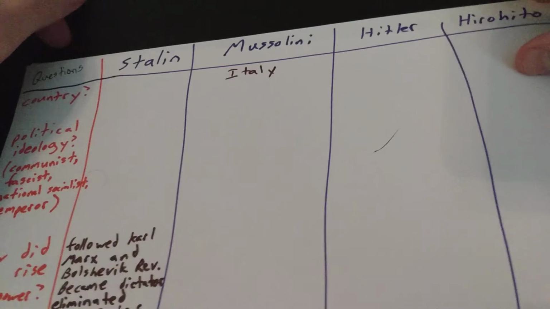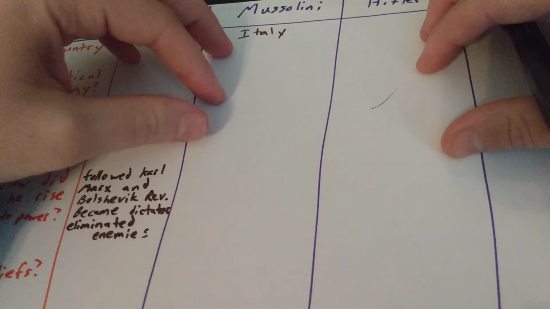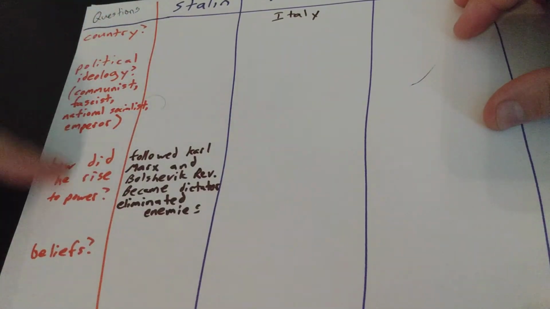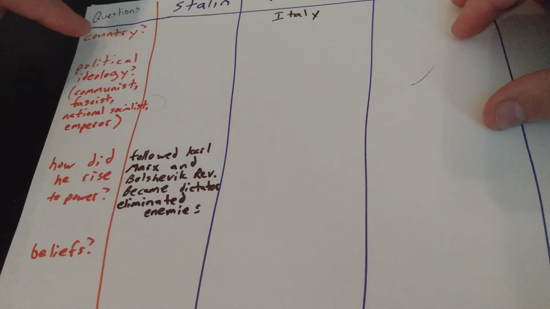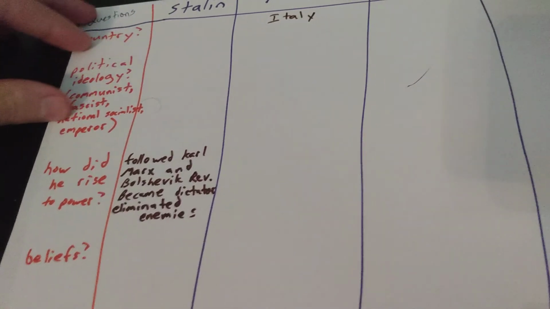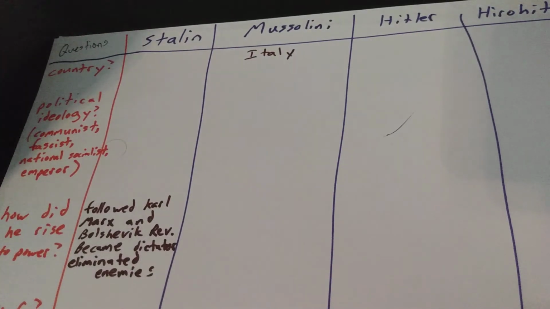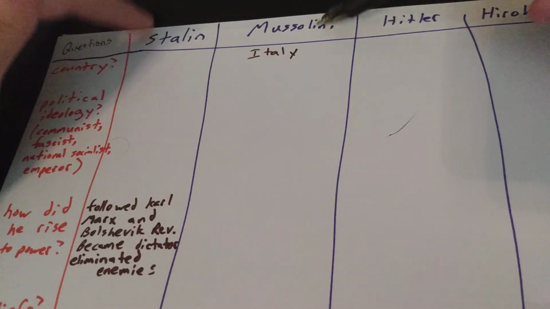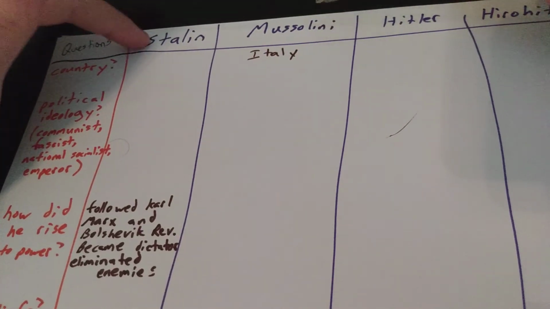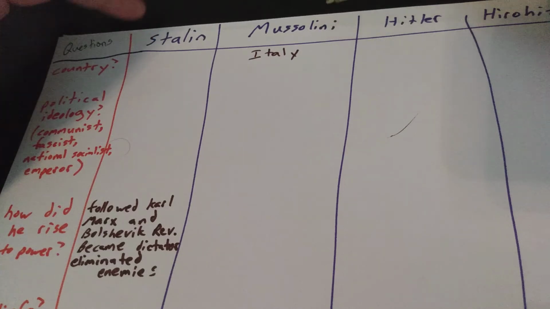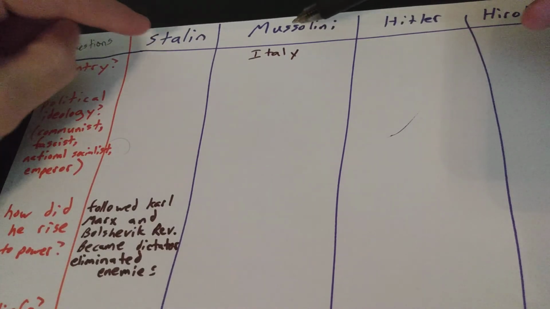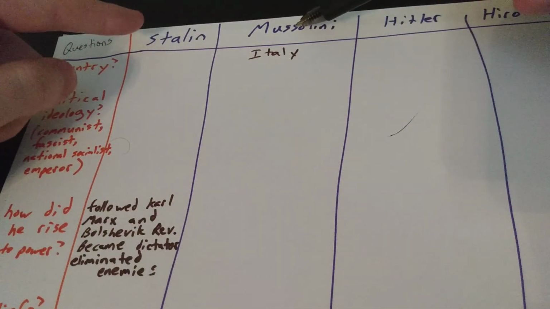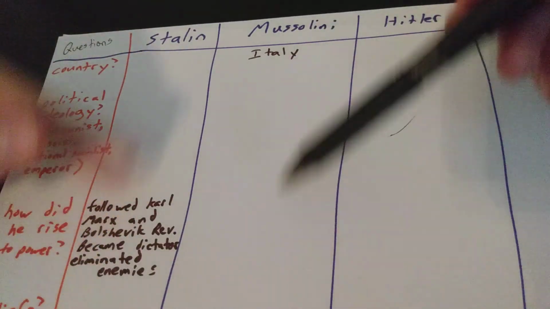All right. So for your homework, you're just going to fill out this chart, this question chart, and you're just going to answer these questions for each one of these people. So for tomorrow, just focus on Stalin and on filling out this chart for Stalin and Mussolini. Okay. And we're not going to have class Tuesday, so you have a couple of days to fill out this section for Stalin and Mussolini.